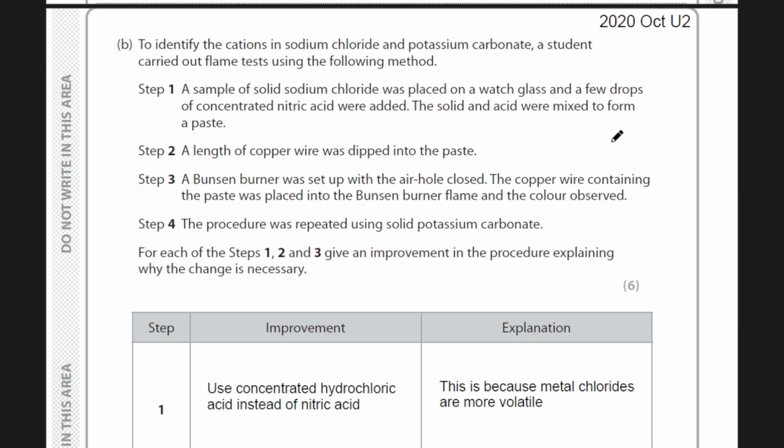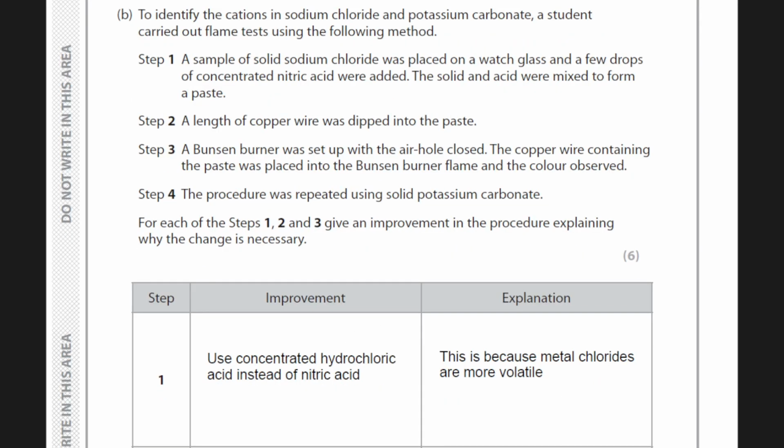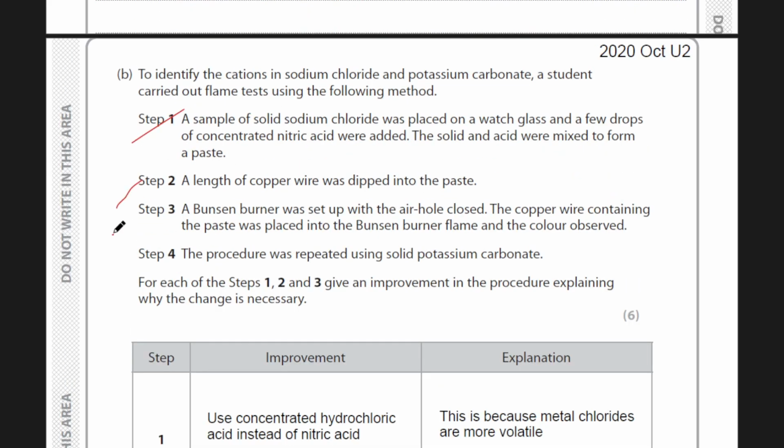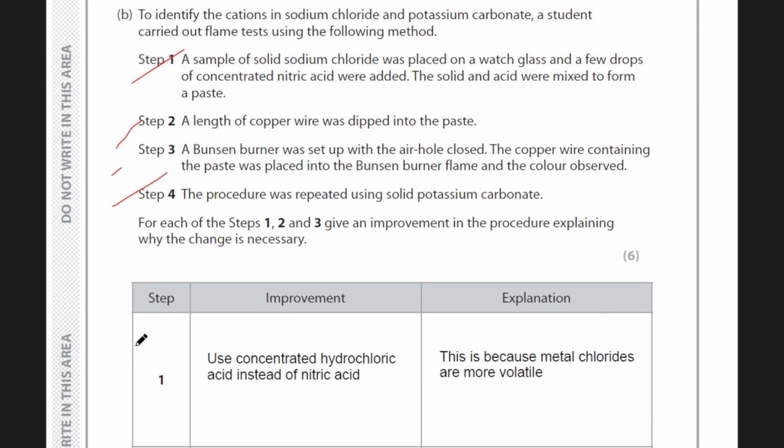Now, to identify the cations in sodium chloride and potassium carbonate, a student carried out flame tests using the following method. Step 1, step 2, step 3, step 4. What are the improvements for step 1 and step 2? We can see a sample of solid sodium chloride placed on a watch glass. Instead, we can use concentrated hydrochloric acid instead of concentrated nitric acid. Why? Because metal chlorides are much more volatile in nature.